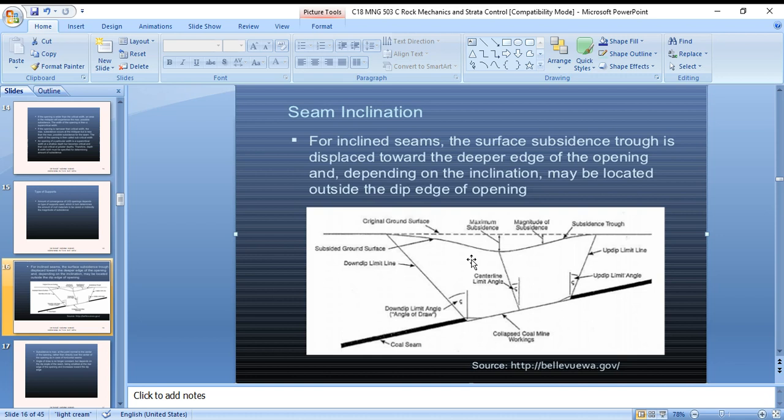Here we have to take the angle and cut it here. The subsidence will be varied. And similarly, the original ground surface and the subsided ground surface. This is the phenomenon for inclined seams.